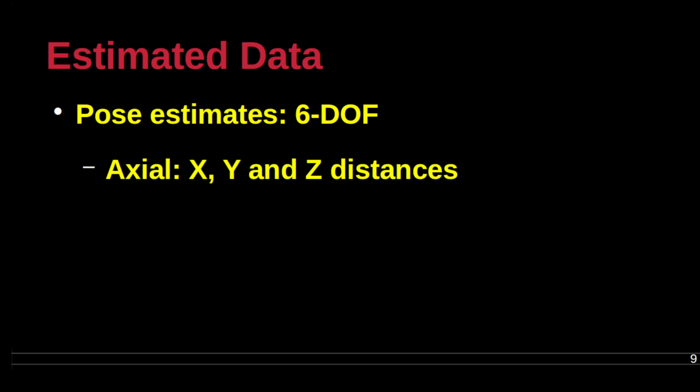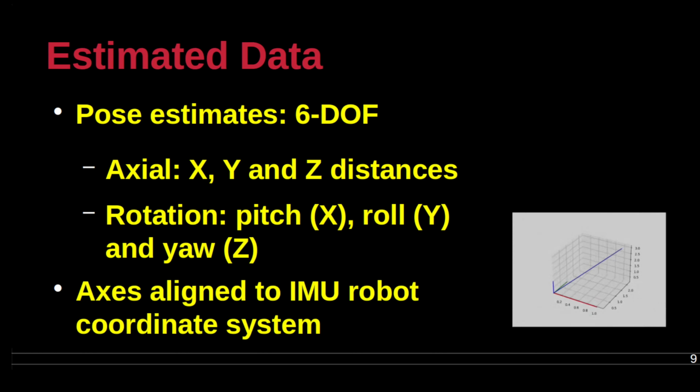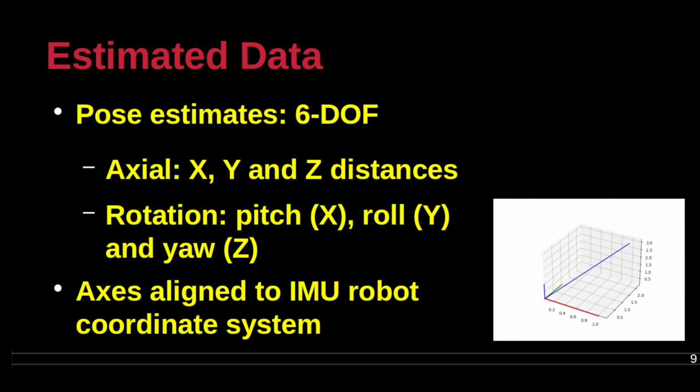Pose estimates have 6 degrees of freedom: 3 from translations, that is, linear movements in x, y, and z axes; 3 from rotations, that is, rotations of the axes stated as pitch, roll, and yaw. The world coordinate axes for AprilTag are aligned to the IMU coordinate system for the robot. The new drivers for the IMU in the Control Hub now permit any orientation to mount the Control Hub as long as the declarations reflect the orientation.